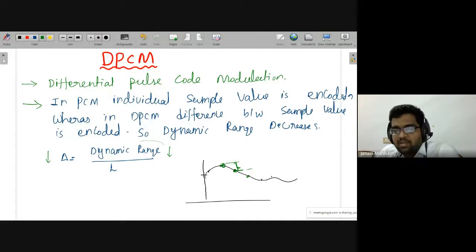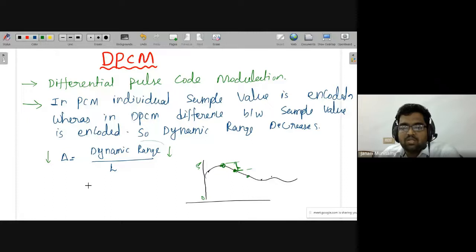ஏன்னா நார்மலாக இது ஒரு 0ல இருந்து 5 வோல்ட் வரைக்கும் போகுது. ஆனா if you encode the difference between the samples, definitely அது வந்து very very less ஆக இருக்கும். So now in DPCM what we are doing, we are reducing the numerator. We are reducing the numerator. So dynamic range we are reducing. So automatically we'll be reducing the step size.